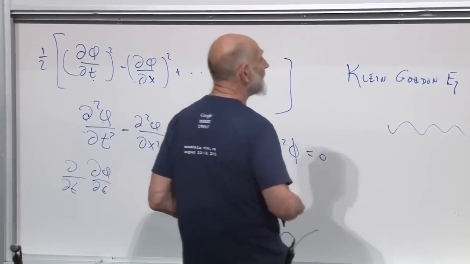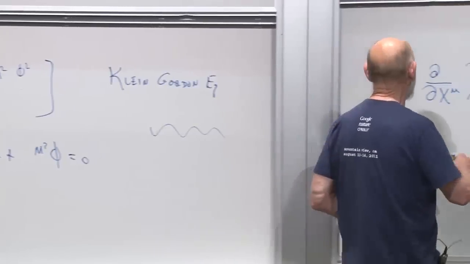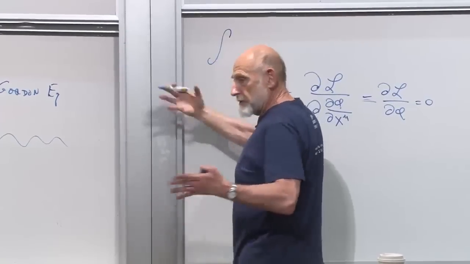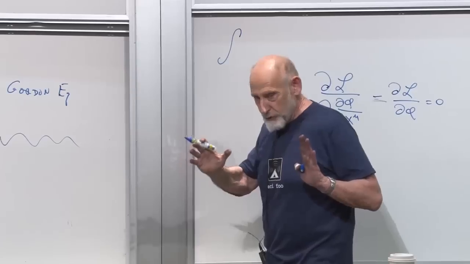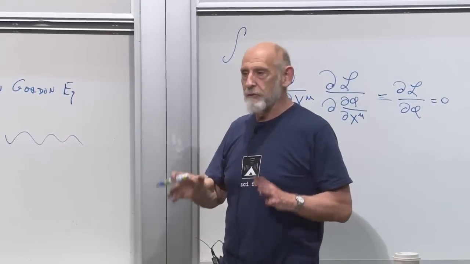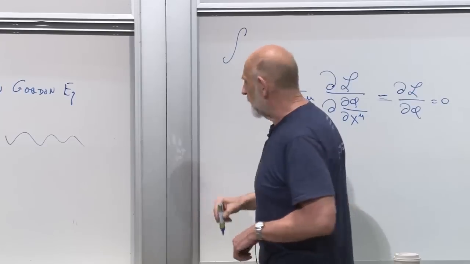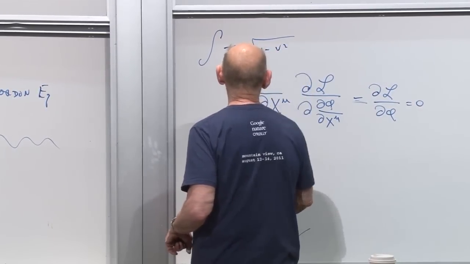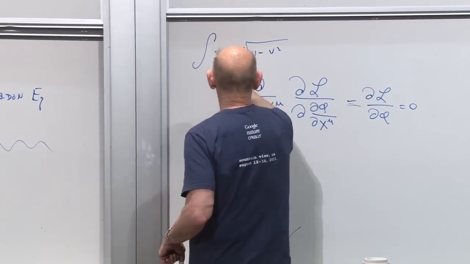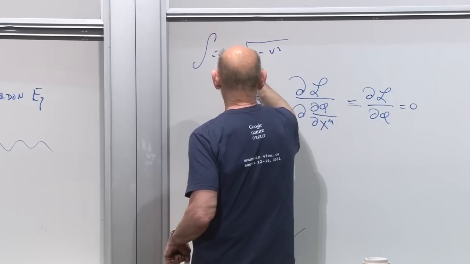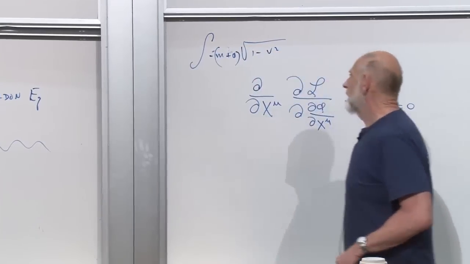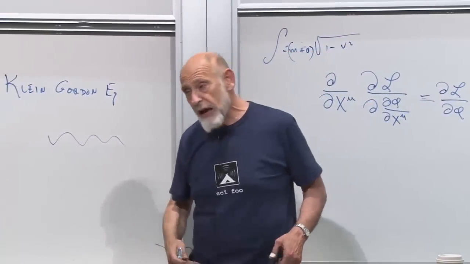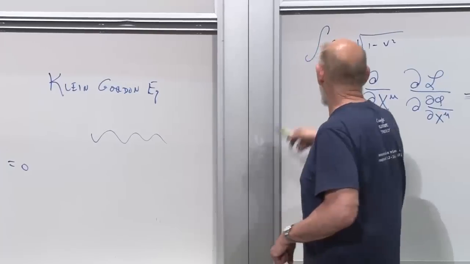Let's go back to the action for a particle. I made this up, of course, but I was using some rules. The rules are that it should be relativistically invariant and fairly simple. So we generalized this thing times the square root of 1 minus v squared. We generalized and put in minus m plus phi. That's a guess. That's something you can write down. Can you think of anything else? Yeah, you can think of lots of other things. But this is one thing you could write down.